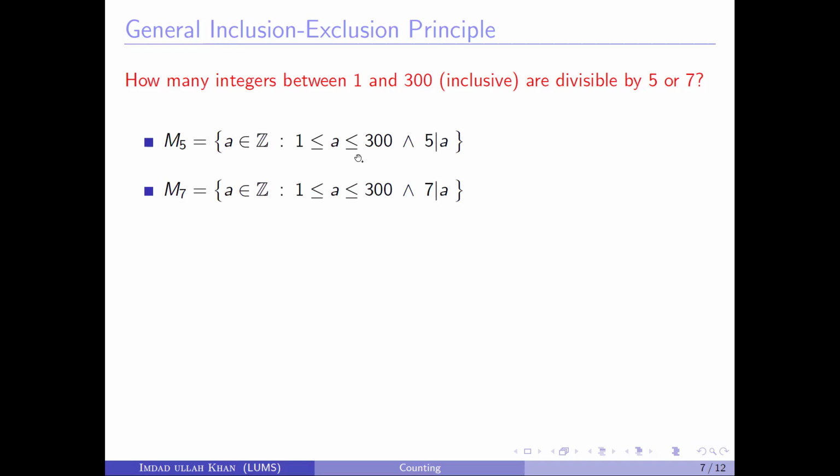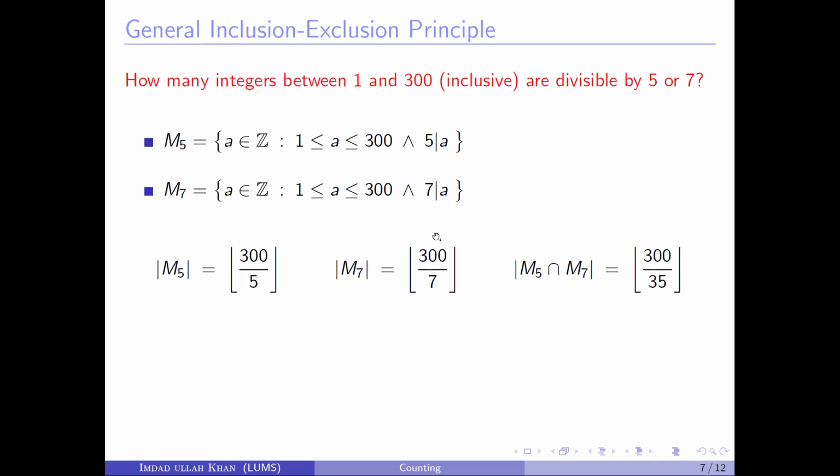So we create 2 sets. M5 is the set of integers from 1 to 300 which are divisible by 5. M7 is another set of integers from 1 to 300 which are divisible by 7. So M5 means multiples of 5, M7 means multiples of 7. Our task was to find their count, and there was an OR relation. So we take the union of both of them. But before we take the union, we find individual cardinalities.